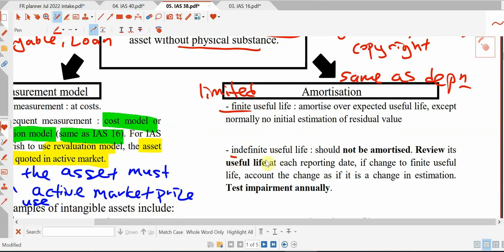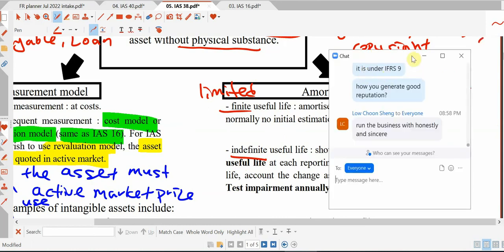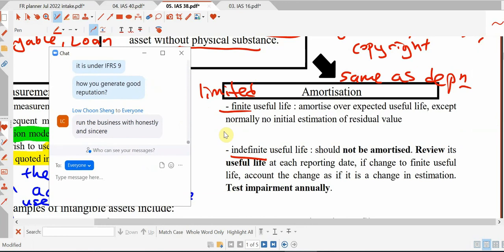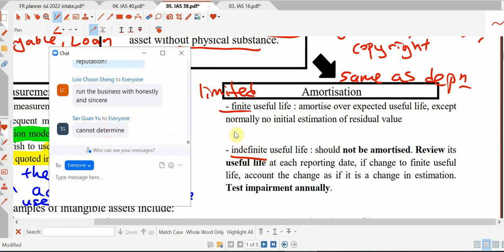Limited. And what is indefinite, what do you think? If finite is limited, indefinite means? It's not unlimited, because unlimited is infinite. Infinite, infinity. Indefinite, what is the meaning of indefinite? Anyone want to try? Not sure, cannot determine. That's great. It's unknown. Unknown useful life.